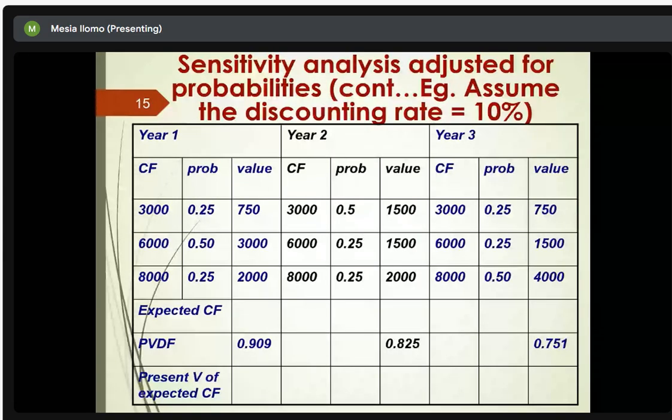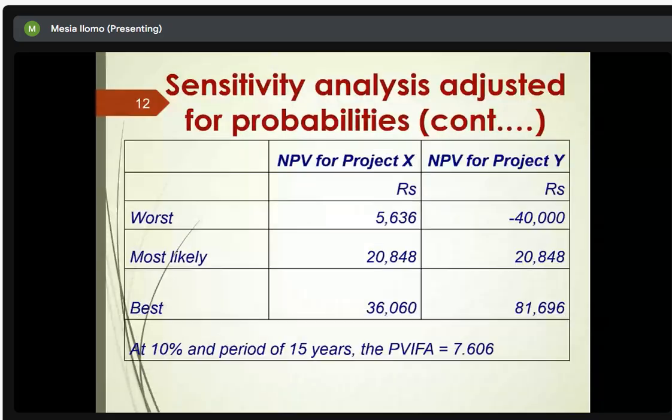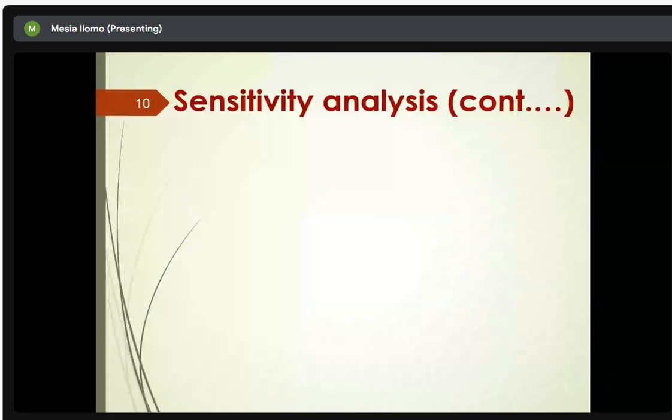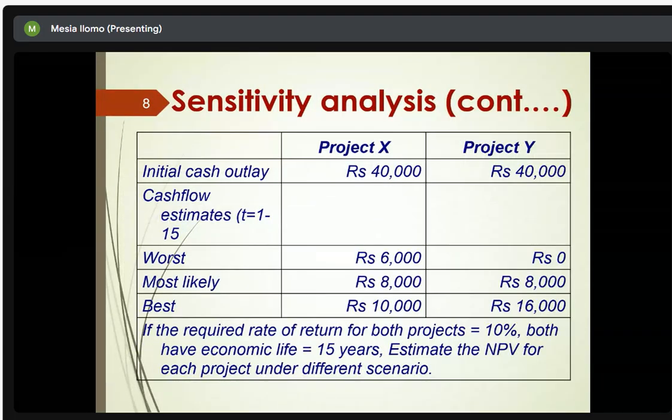No, I'm saying if I take you back here, remember this project. So you see this project. You're told the cash flow estimates for t equal to 1 to 15. These are the cash flows. Are we clear there?